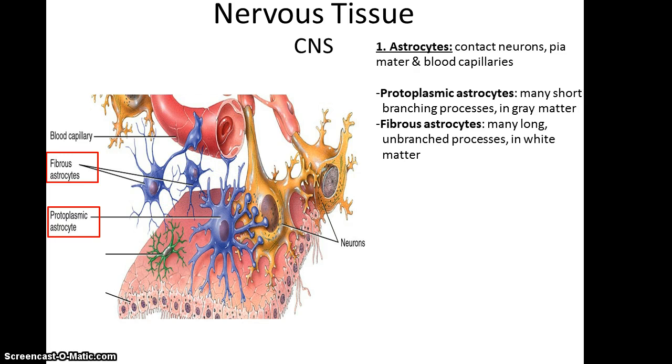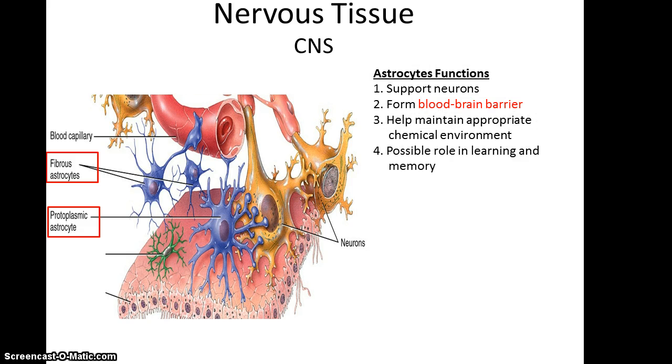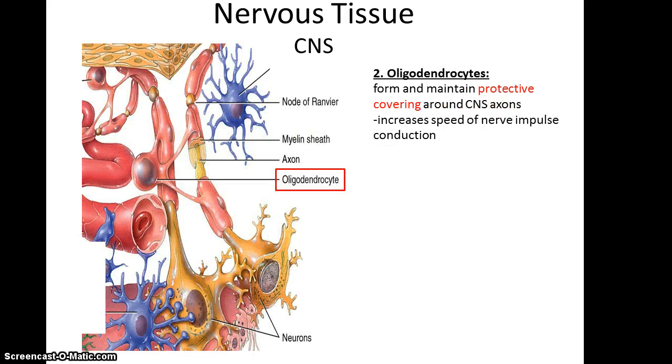The protoplasmic astrocytes are short, with many branching processes and found in gray matter, while the fibrous astrocytes are longer and unbranched, and they are found in white matter. Their functions include supporting the neurons, forming the blood-brain barrier, helping to maintain appropriate chemical environment, and possibly roles in learning and memory.